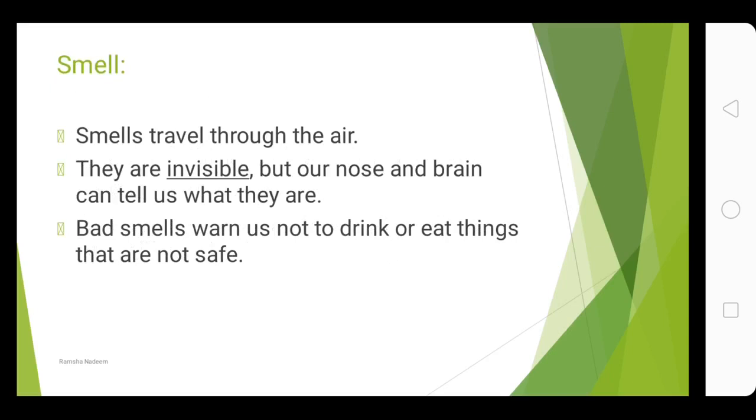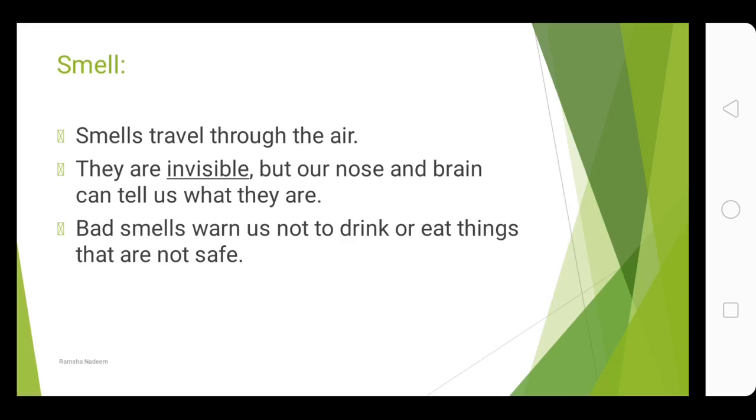Next we have the sense of smell. Smells travel through air. We have discussed this earlier. It is the air that carries the smell from a plate of food towards our nose. They are invisible. We know this very well, that smells are invisible. We cannot see any smell from the food coming towards our nose. Okay? We can never see the smell. Invisible means that we cannot see them. But our nose and brain can tell us what they are.